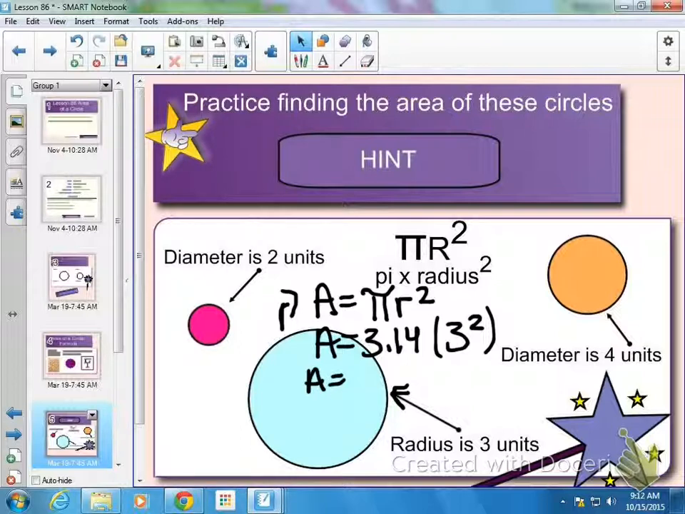So let's plug in what we know. 3 squared is 3 times 3. It's not 3 plus 3, it's 3 times 3. So 3.14 times 9. So when I multiply that out, 9 times 3.14, I want you to do that too. You multiply it on your paper. I'm going to give you a chance to.